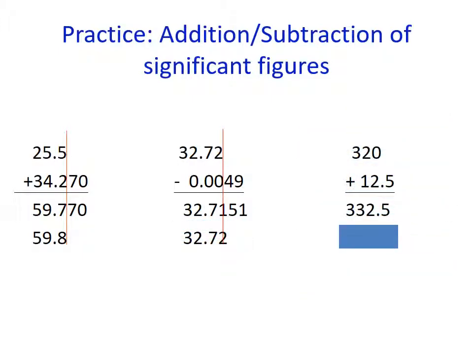And the final one, 320 plus 12.5 gives 332.5, so 320 is going to be three significant figures. So 332.5 to three significant figures is going to be 330.